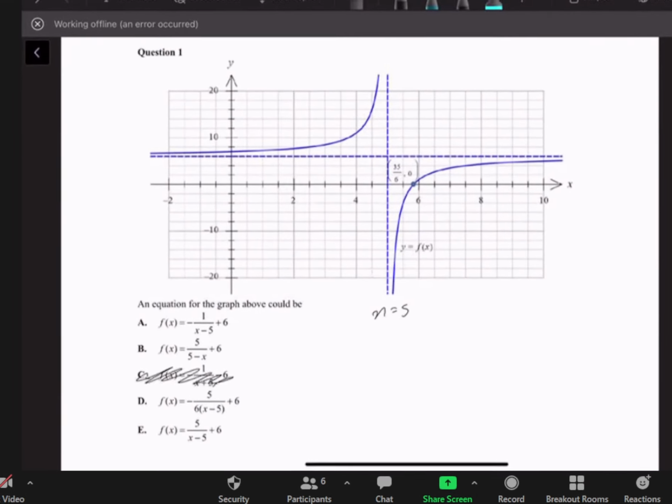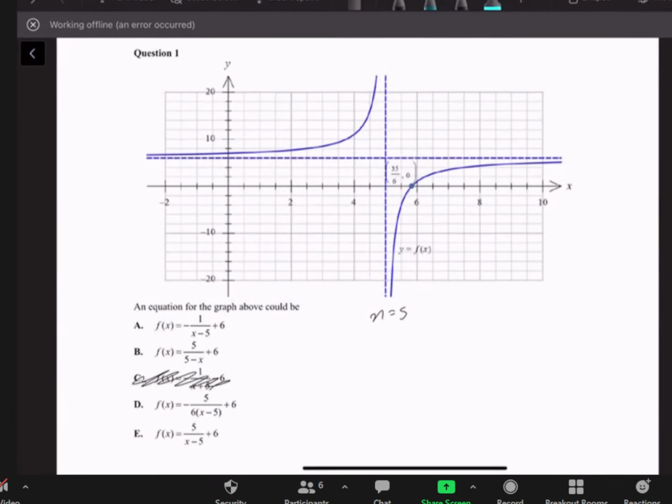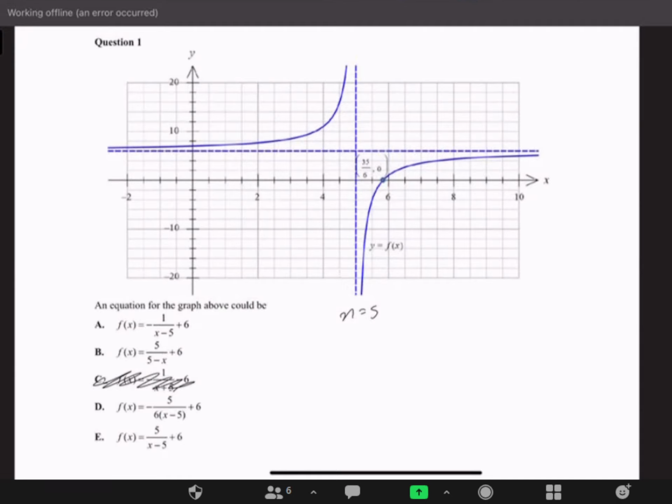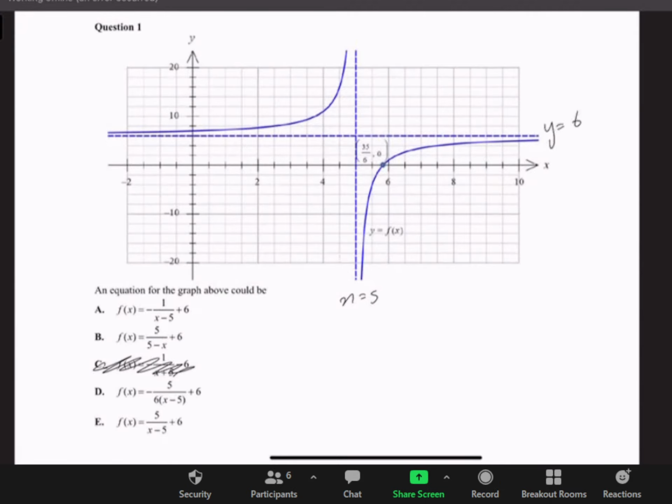rid of is C. And the other one we can look at is the y asymptote. That one's y equals 6. But we can't really get rid of any options with that one. So we're left with A, B, and D. And the other thing we can look at is the overall shape. So a positive hyperbola would go like this. So this one has to be negative.